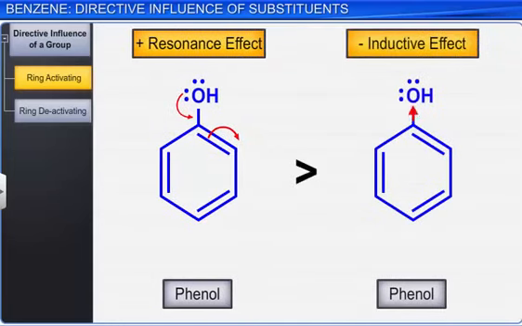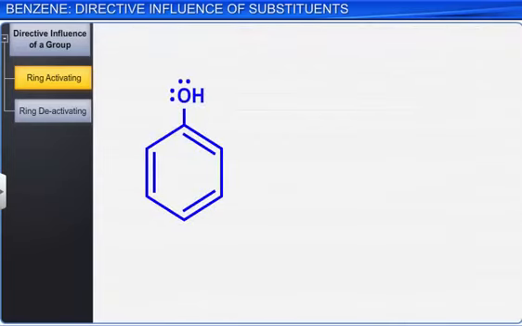Due to the plus resonance effect of hydroxyl group, the ring gets activated and the incoming electrophile is directed to the ortho and para positions.